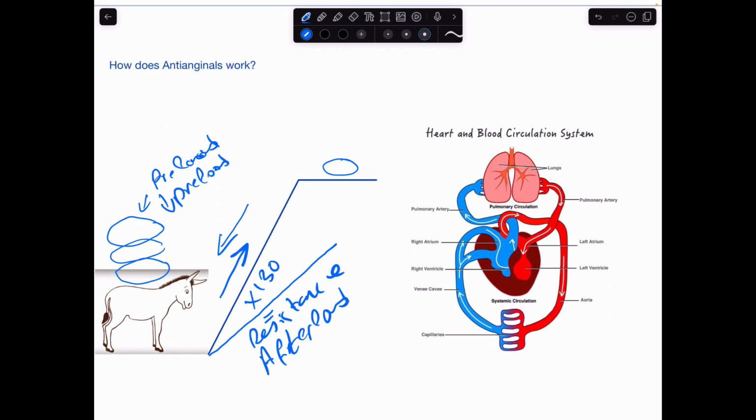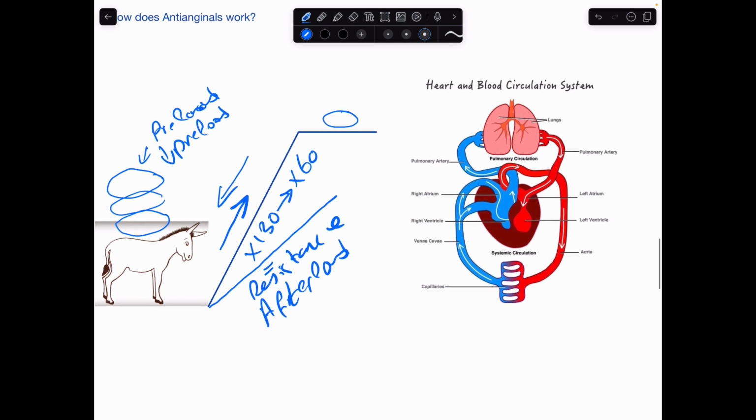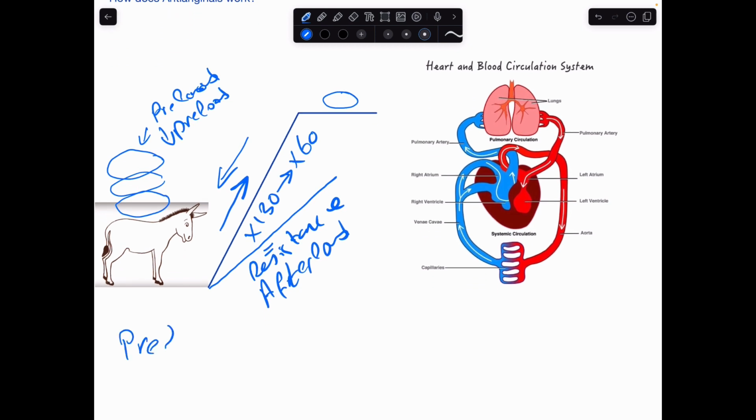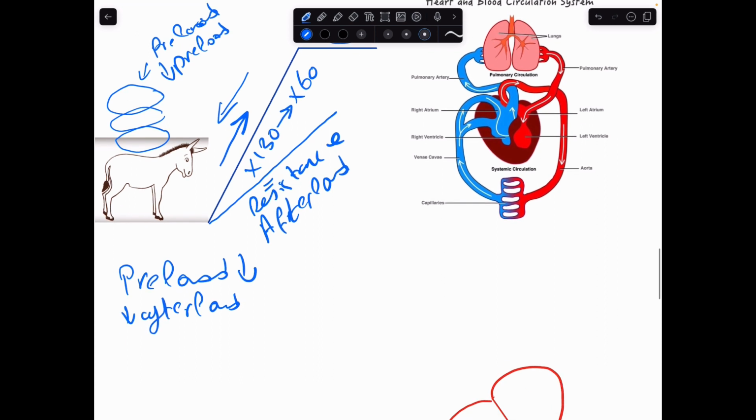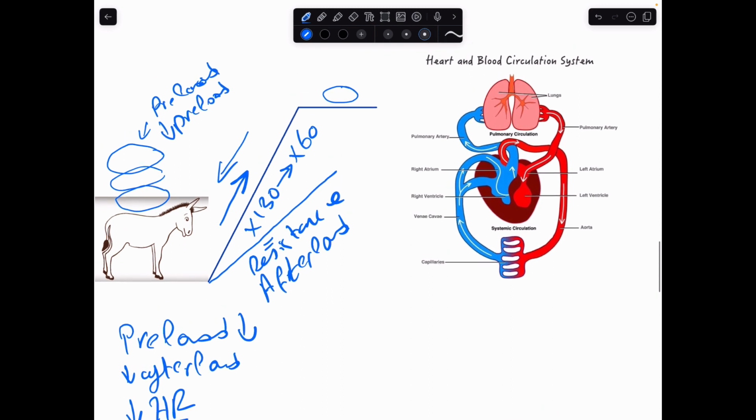The last thing that we're going to talk about is the number of times he goes back and forth. If you make him go back and forth 60 times, it will be much easier. So essentially you've noticed there are three factors to make the job easier for the donkey. These three factors were: decrease the preload, decrease the afterload or resistance, and decrease the number of times, which is essentially decrease the heart rate in this scenario. And that's how anti-anginals are supposed to work.